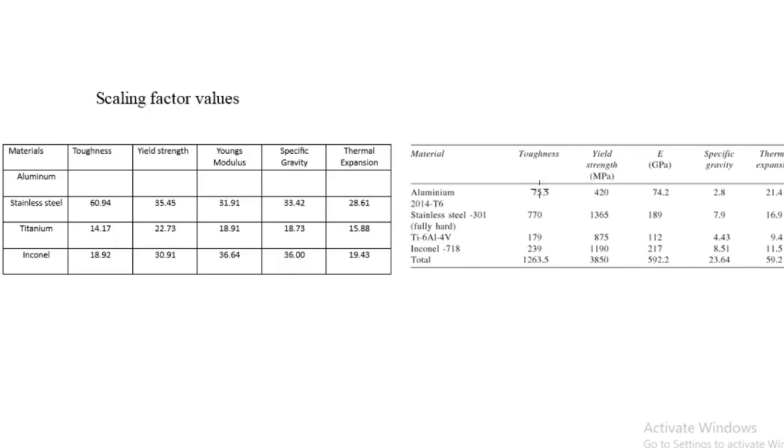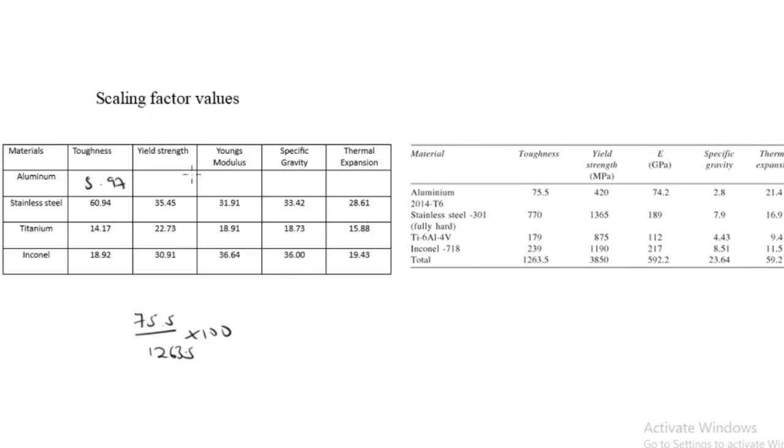So for aluminum, for me to find the scaling factor of aluminum, I'm going to take 75.5 divided by 1263.5 times 100. So we are going to take the value, which is 75.5, divided by the total, times 100. And what are you going to get?